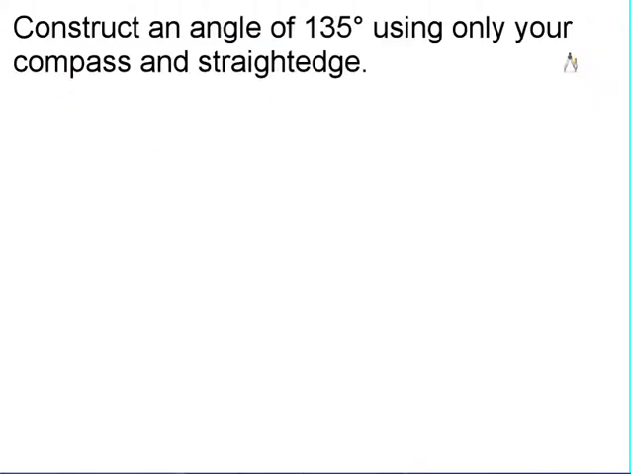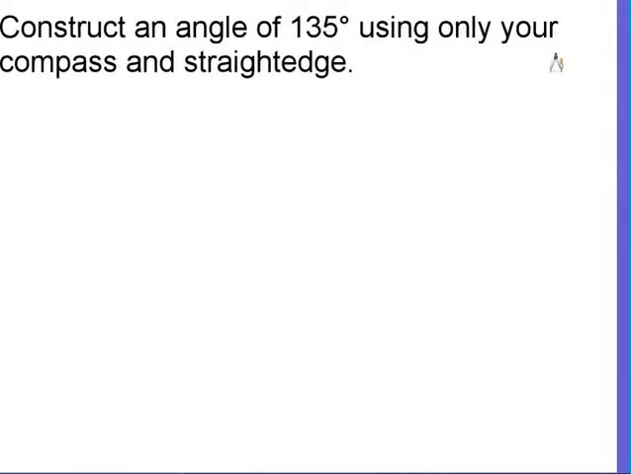And now we're going to look at this one, and you might actually want to do this along with me. That's why I had you pick up your compasses and your straight edge. It says construct an angle of 135 using only your compass and straight edge. So believe it or not, we're going to do this without using our protractor. So the first thing you're going to do is start with the straight line. So go ahead and use your straight edge and draw a straight line.